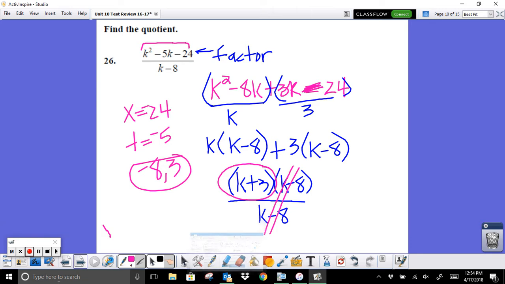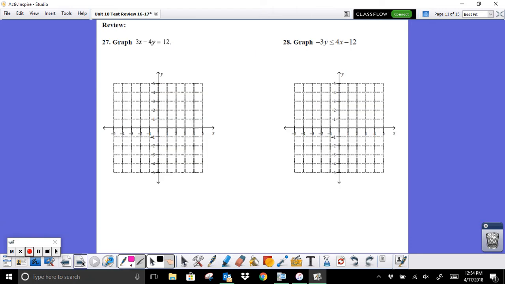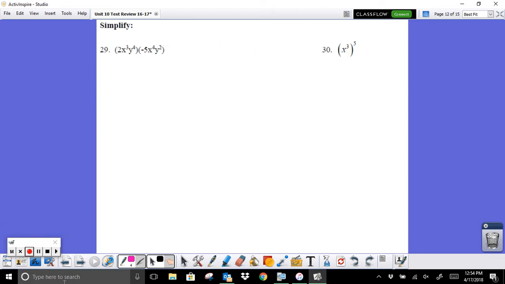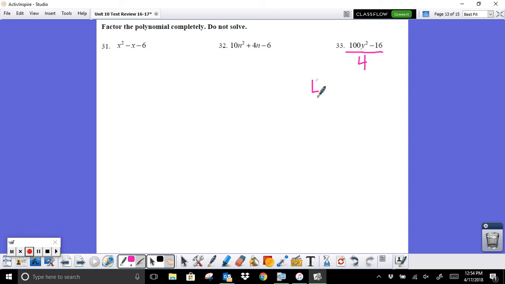Again, she talks about the shortcut in that problem. I wouldn't use the shortcut. I would go ahead and do it the way that you know how. Just make sure, again, that you're taking out a GCF. So if you look at number 33, you need to take a 4 out of this before you do anything. The one on the test is like that.